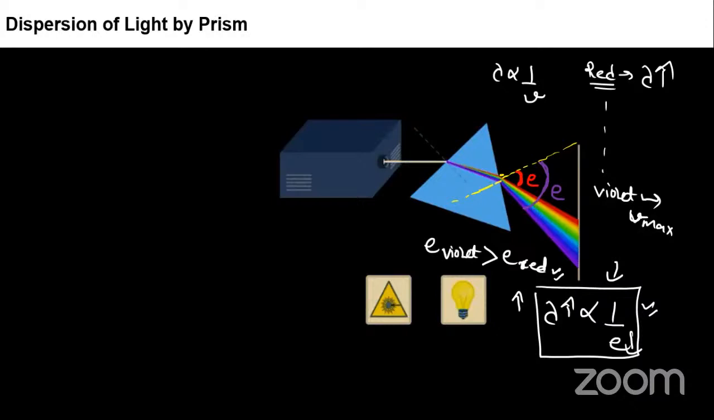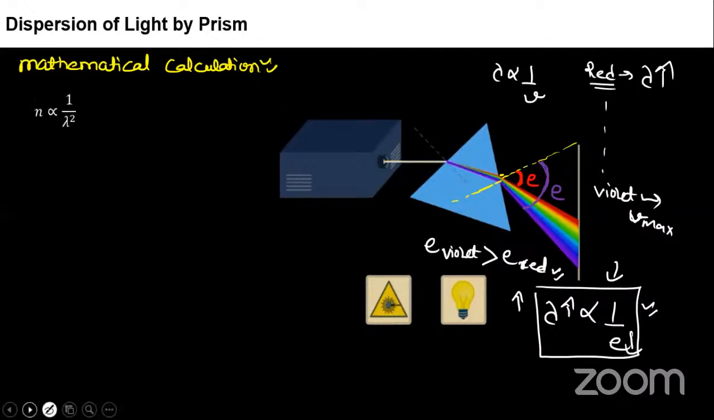Now we will see the mathematical formulas connected with this experiment. There is an equation known as Cauchy's equation, which shows this pattern: the refractive index is inversely proportional to lambda square. What does it mean? If you increase lambda slowly, by a small amount, the refractive index will not increase, because it is inversely related. It will decrease by a good amount.